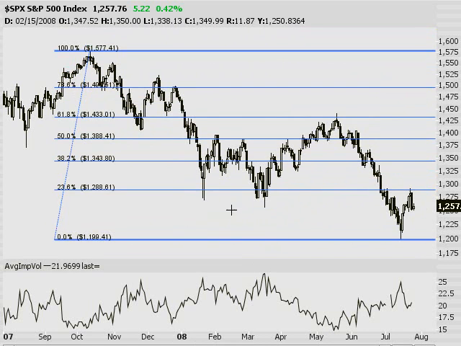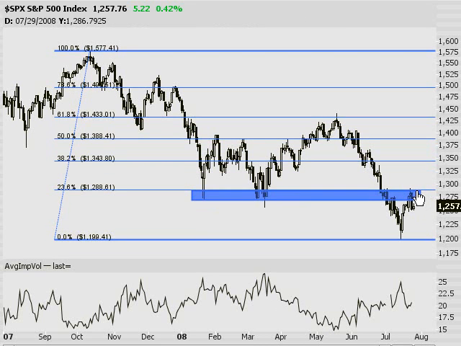Now, this kind of goes in line with what I talked about last week in regards to this zone right through here at about 1275, right up to about 1280, 1290, right in that realm. We rallied up to that point. We're starting to pull back. And we're starting to see a lot of the trends start to change too. And we'll get to that in just a minute.